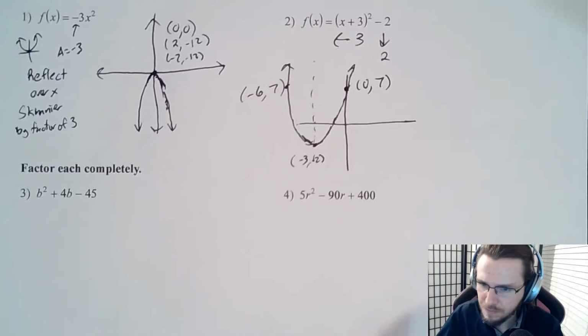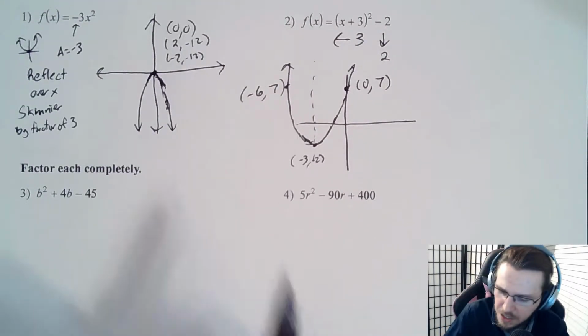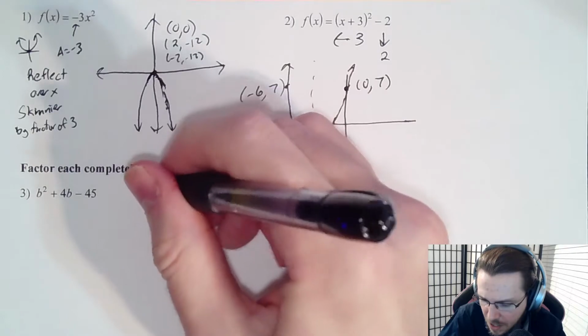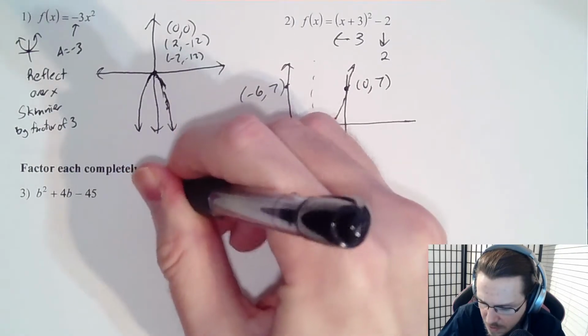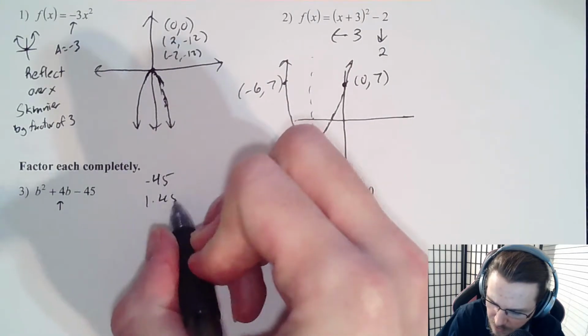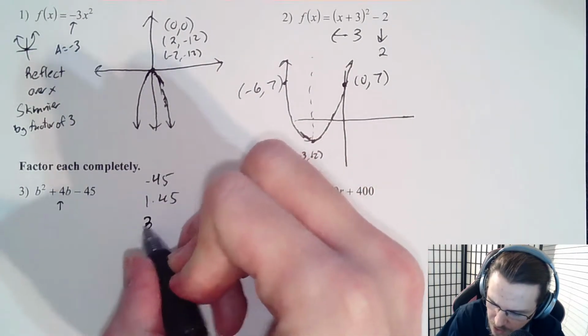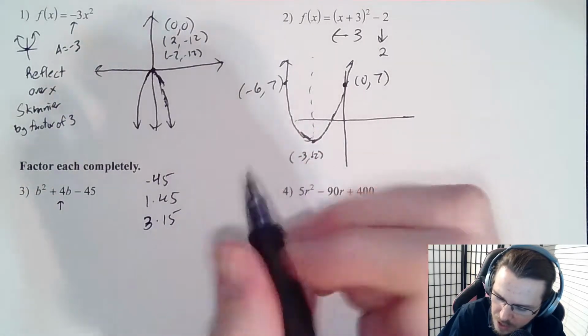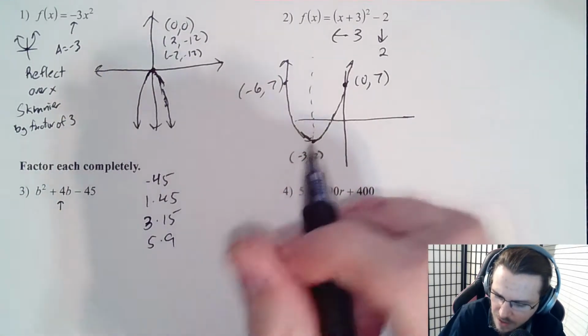All right, over here into factoring. Remember, the idea is you're figuring out the numbers that multiply to -45 but add to +4. Some numbers that multiply to 45: 1 times 45, 3 times 15, 5 times 9, nothing else works.